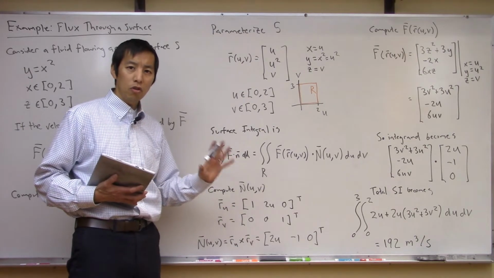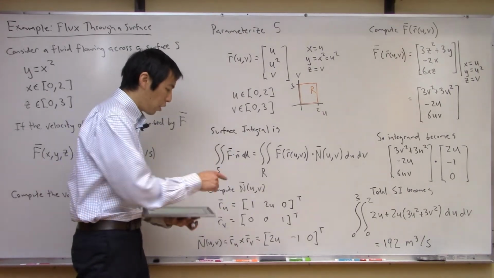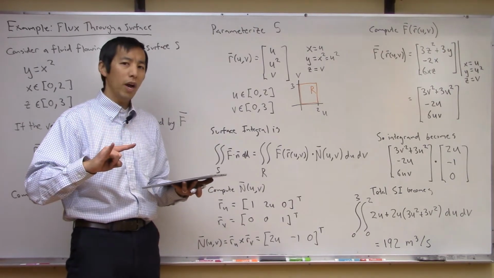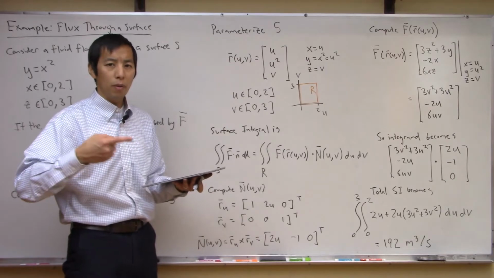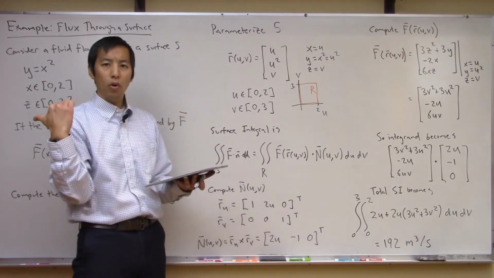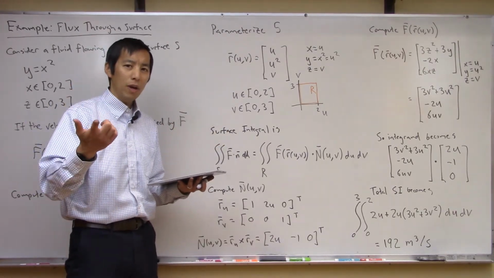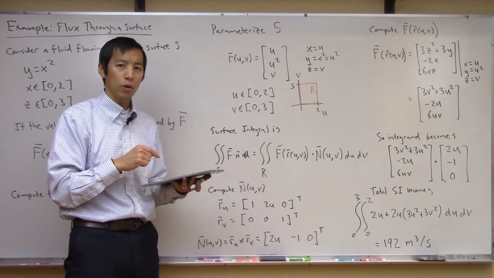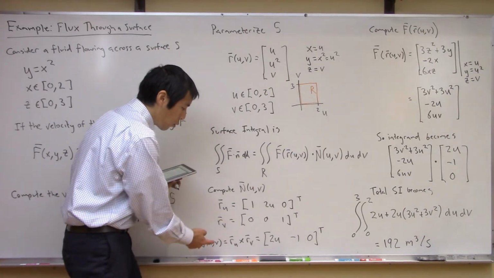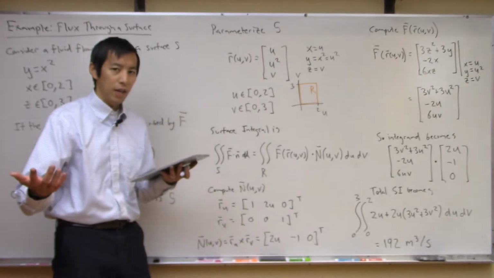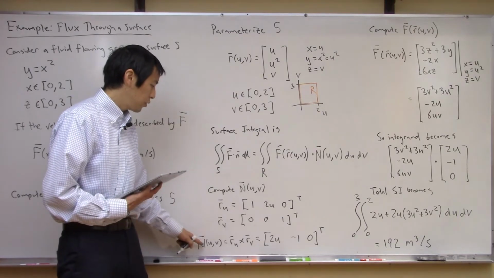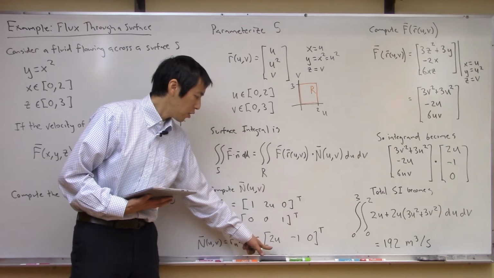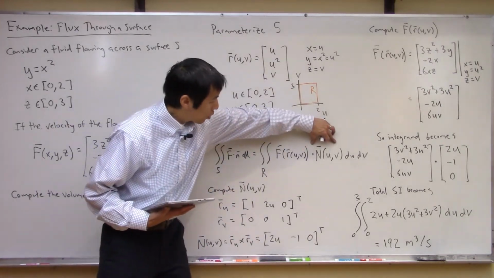Here's a good spot to mention that you could have gone r_u crossed r_v, or r_v crossed r_u. Either way is fine. It's just going to give you a normal vector pointing in one direction or the exact opposite, which might have ramifications on the sign of your answer, as we're going to see down the road. So just keep that in mind. We're going to choose r_u crossed with r_v for our normal vector. If you cross this vector with this vector, you get this vector. So great, we basically have this term done.